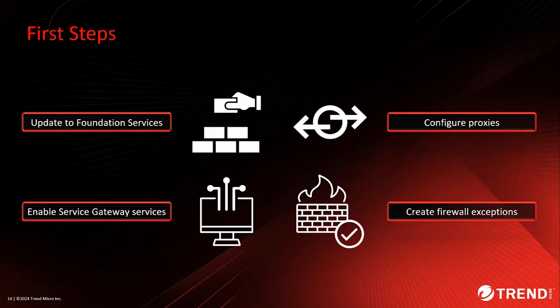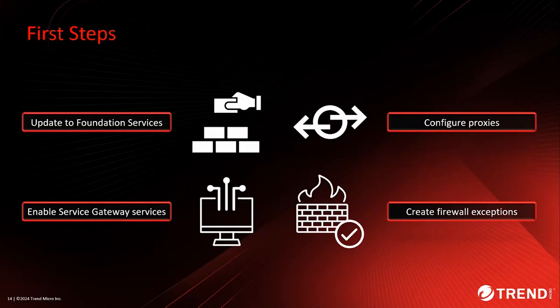The service gateway is a virtual appliance that you can deploy within your network. This appliance acts as a proxy, facilitating secure and efficient connections between your servers, desktops, and the Vision One platform. Enabling this service simplifies the network configuration and enhances connectivity without extensive manual proxy setup.